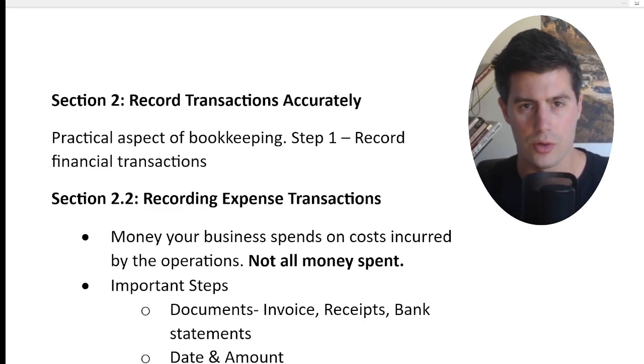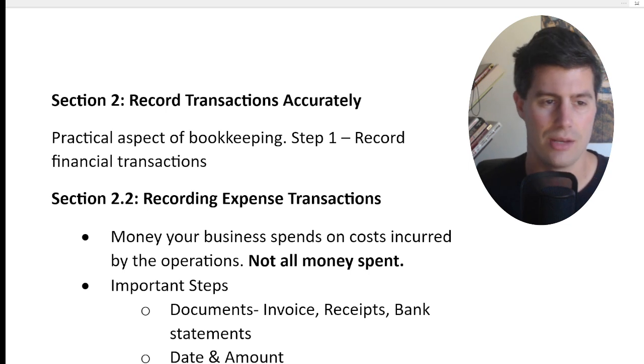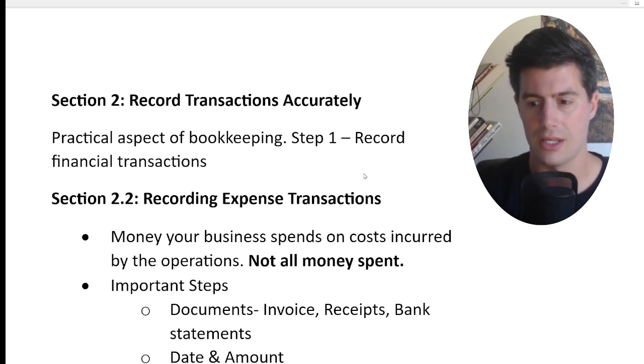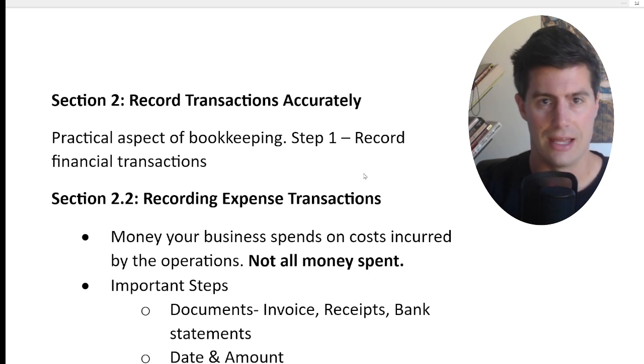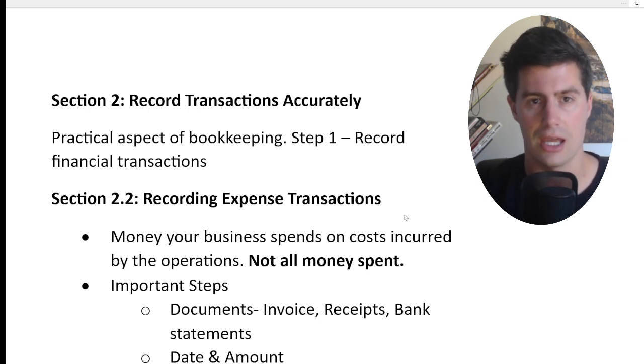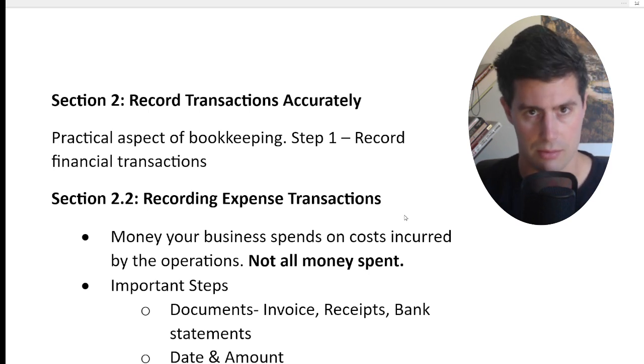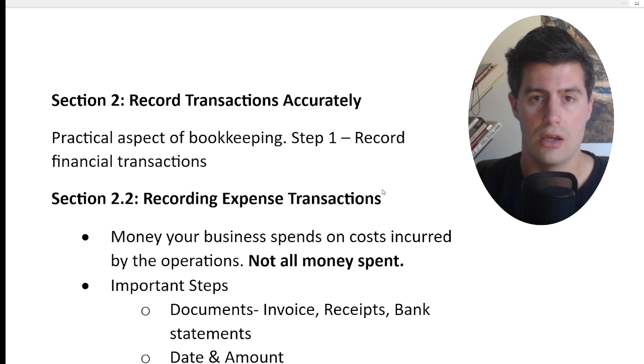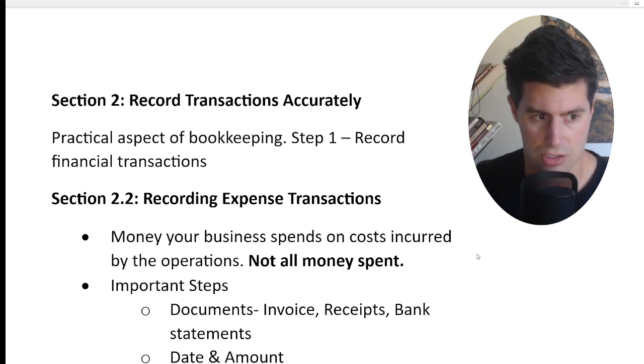How to record transactions accurately. In this video, I'm going to be talking about bookkeeping fundamentals, specifically related to recording expenses. This is a practical aspect of bookkeeping, recording financial transactions, specifically, like I said, expense transactions. I'm not talking about QuickBooks Online in this video. I'm simply talking about bookkeeping fundamentals, debits and credits related to expense transactions.